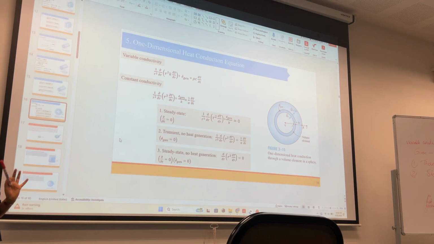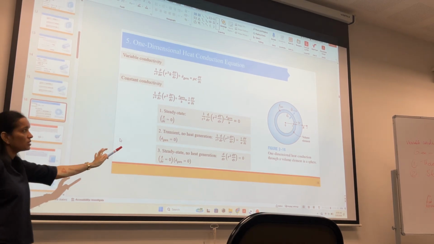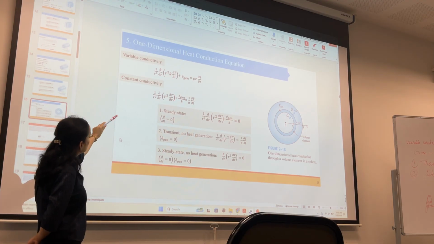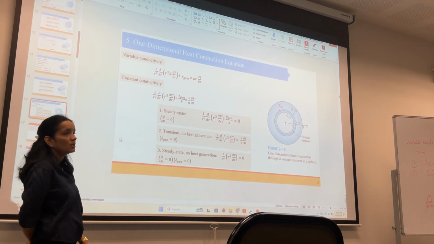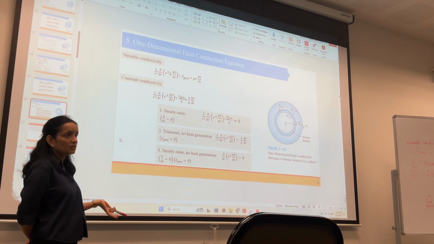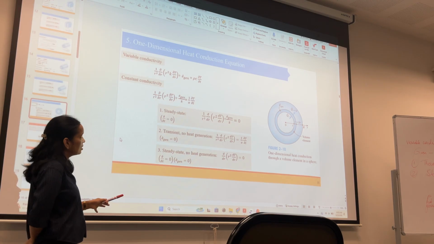But the numerical is saying it's a sphere. So we are going to use the spherical formulas. This is very important. You have 1, 2, 3, 4, 5 formulas. Which formula describes the heat transfer in that question?